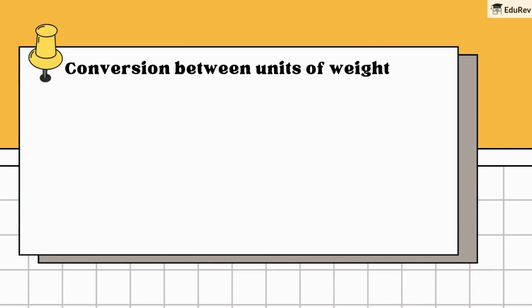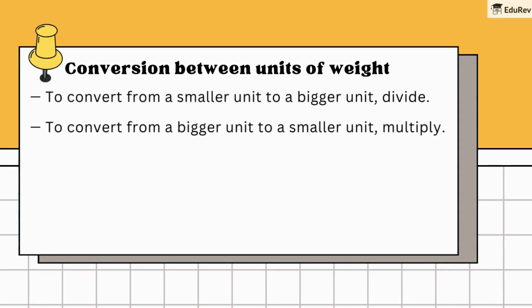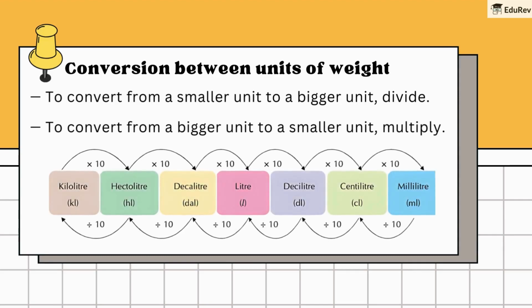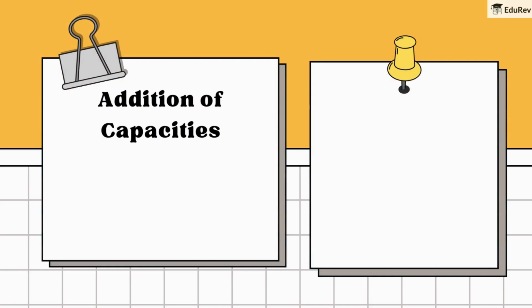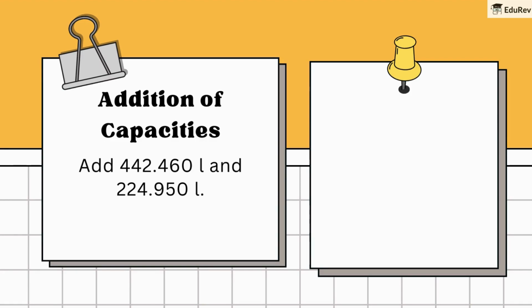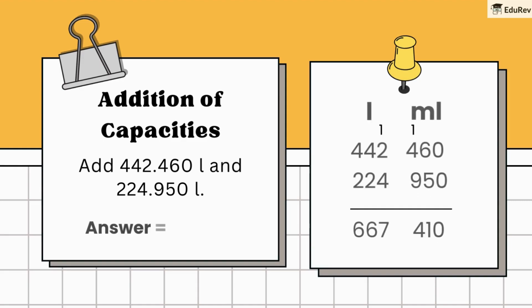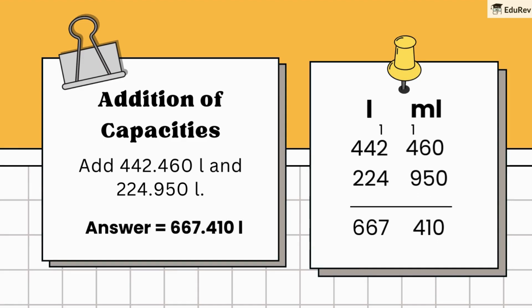Conversion between units of capacity. Again, similar rules will be used. This picture will give you more clarification. Addition of capacities. When adding capacities, we simply add the volumes together. Here, we have to add 442.460 liters and 224.950 liters. We get a total of 667.410 liters. This helps us understand the total volume of multiple containers.